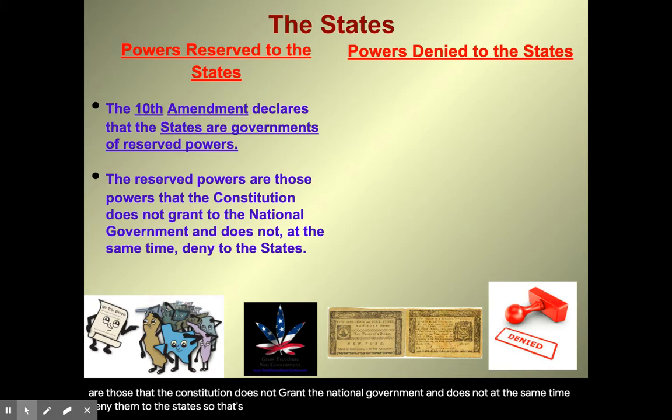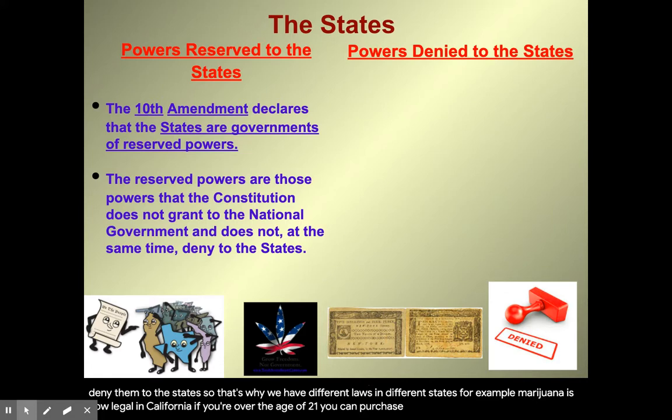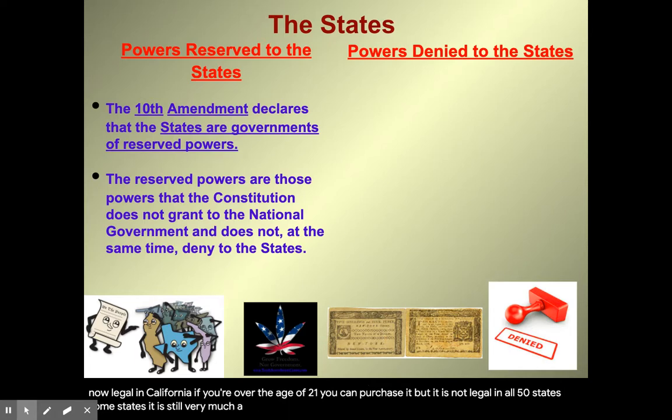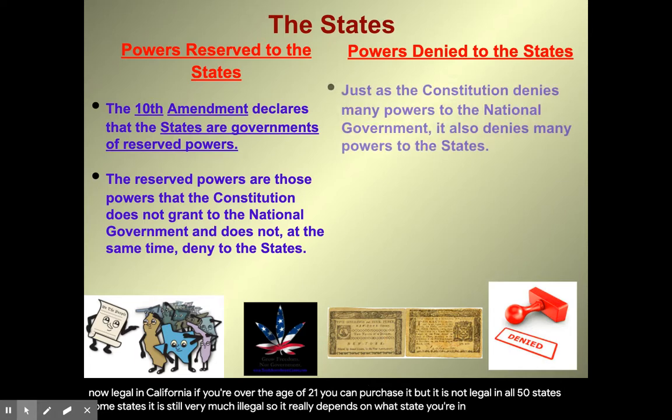So that's why we have different laws in different states. For example, marijuana is now legal in California if you're over the age of 21. You can purchase it and you can consume it in the privacy of your own home. But it is not legal in all 50 states. In some states it is still very much illegal, so it really depends on what state you're in.